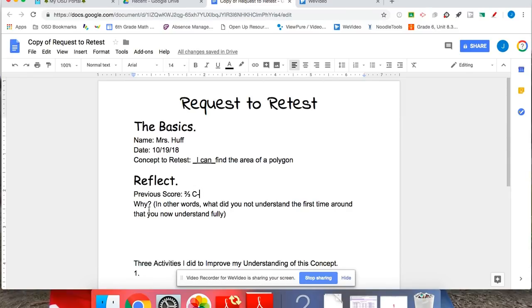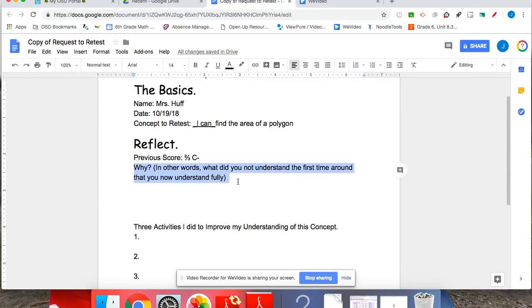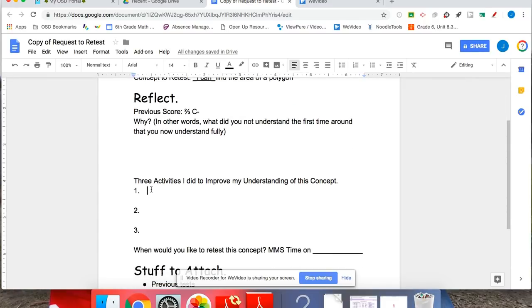Then they need to get their test so that they can see why they got a 2 out of 3. Why didn't they demonstrate understanding of that question? What is it that you didn't know at the time of the test that you understand now? This part might not be able to be answered immediately. They might need to skip down to the next section, and then come back to fill in what they didn't know. So let's say, I don't know what I didn't know. The next section says, the 3 activities I did to improve my understanding of this concept. For I can find the area of a polygon, this person needs to do 3 things on their time to show, oh okay, that's what you do.